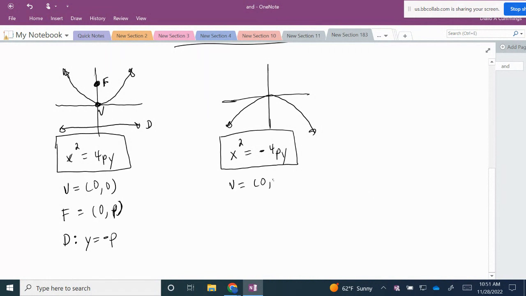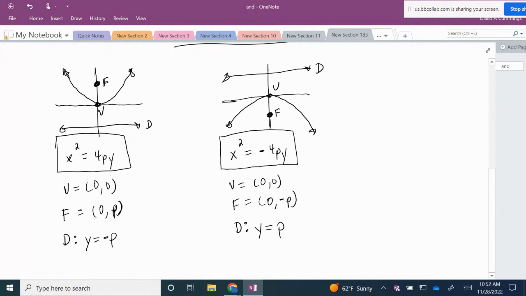So we're going to pull out the vertex. So again, these parabolas are centered at the origin. We're going to pull out our focus point. So the coordinate for the focus is going to be 0, -P. And for our parabola, we must have a directrix. So the equation for the directrix is y is equal to P, right?